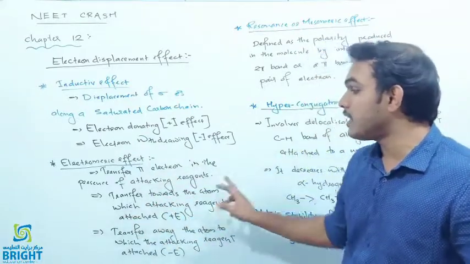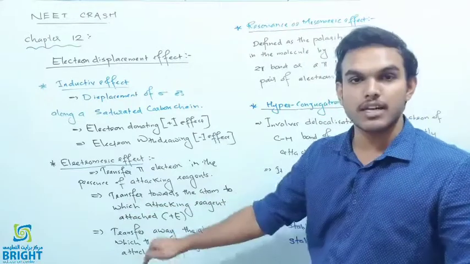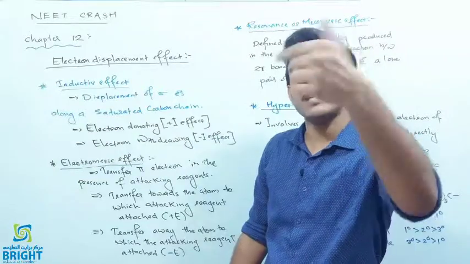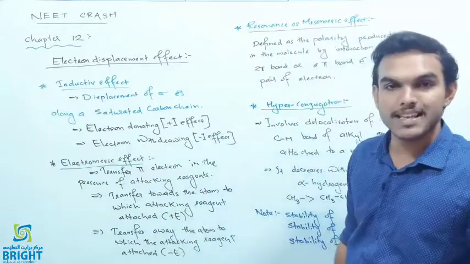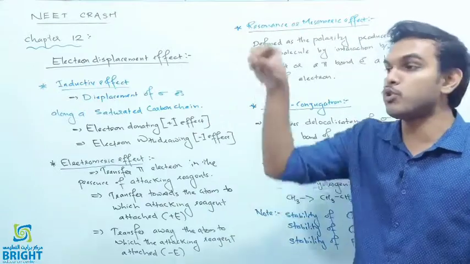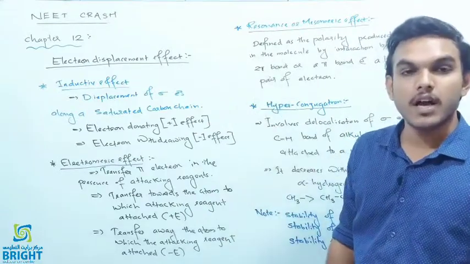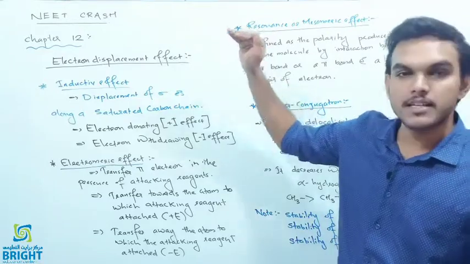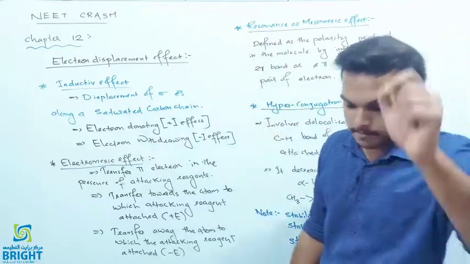The transfer towards the atom to which the attacking reagent is attached is known as a plus electromeric effect. Then a transfer away from the atom to which the attacking reagent is attached is known as a negative electromeric effect. So now we have discussed the inductive effect and the electromeric effect.